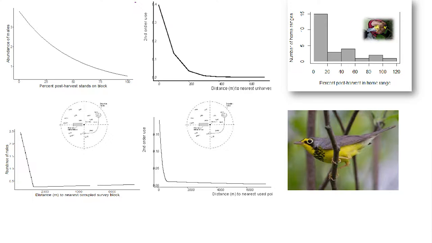But what was interesting is Angeline looked at every combination of covariate you could think of, and really what she came to the conclusion was, it was the amount of harvesting. It wasn't the age of the harvest, it wasn't the structural retention, it wasn't any of those things.